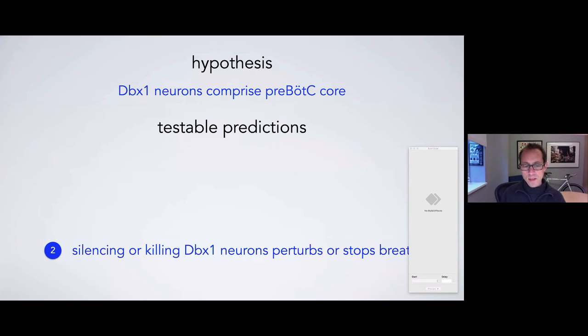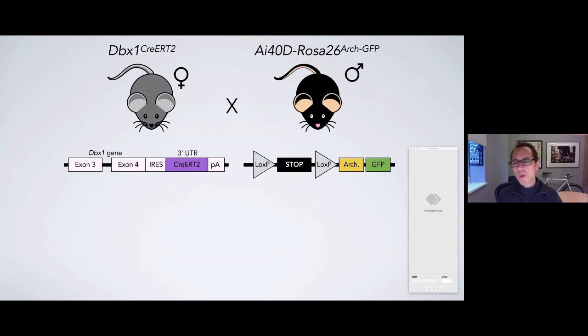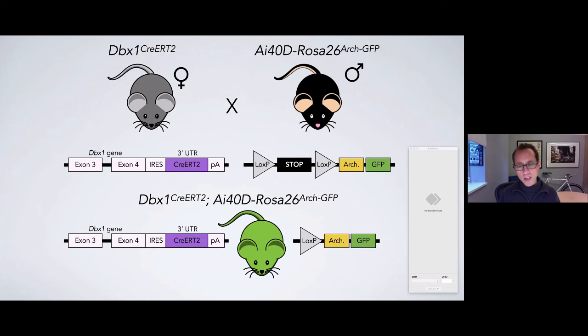So the second one was that silencing or killing DBX1 neurons should perturb, slow down, or stop breathing. So we used our same Pre-mouse, but in this case, we crossed it with an archaerhodopsin-expressing reporter mouse. And archaerhodopsin is photoactivatable, but in this case, it's inhibitory rather than stimulatory. The reporter mice would express green neurons that also have archaerhodopsin that we can use to inhibit the DBX1 neurons in the reporter mice.